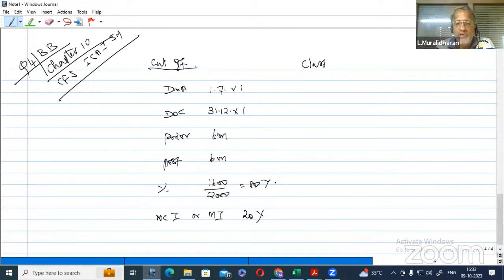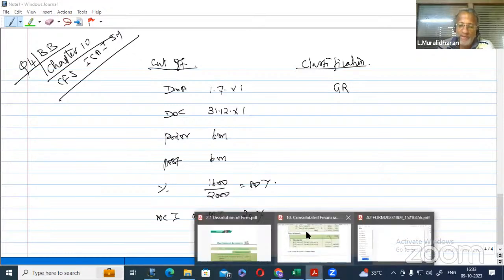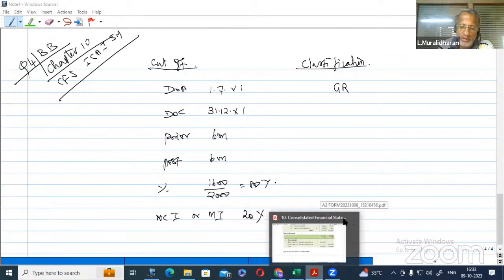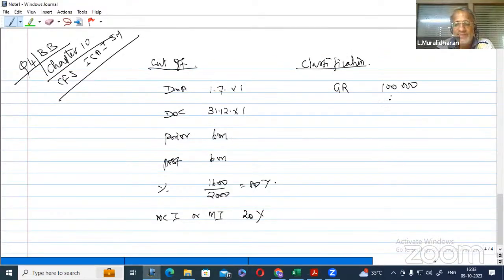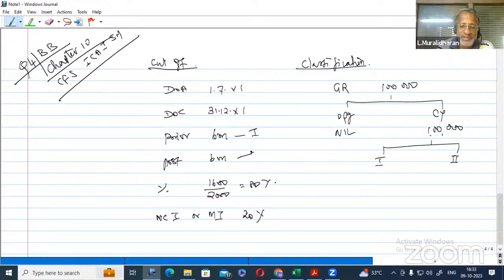Next thing that you take up is classification. Under classification, the first item that we carry out will be general reserve. General reserve as on this particular date is 100,000. So 100,000 is what you understand as general reserve, and we take into consideration the opening balance during the current period. When nothing is mentioned, we consider that as nil balance only. So the current year figure is nothing but the closing balance figure, and in that you take it up for the first half and the second half. By that you take it up as 50,000 here and 50,000 here. This is on the assumption that the opening balance is nil.